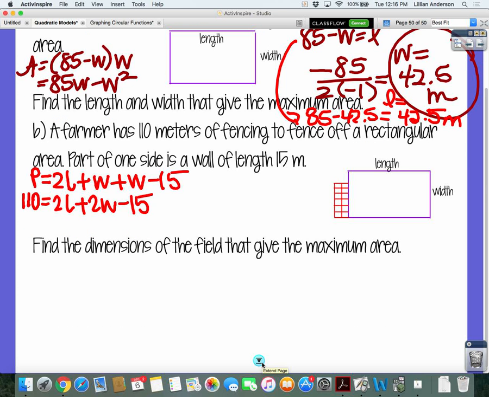Dimensions means what? Dimensions? X and Y. I don't have X and Y in this problem, so they're going to represent what? Length and width. Okay? Dimensions are lengths and widths. So, area. Yet again. What variable do you want to solve for here? L? Okay? Doesn't matter. If you want to solve for W, by all means, knock stuff out. Okay? Add 15 over. What's 110 plus 15?